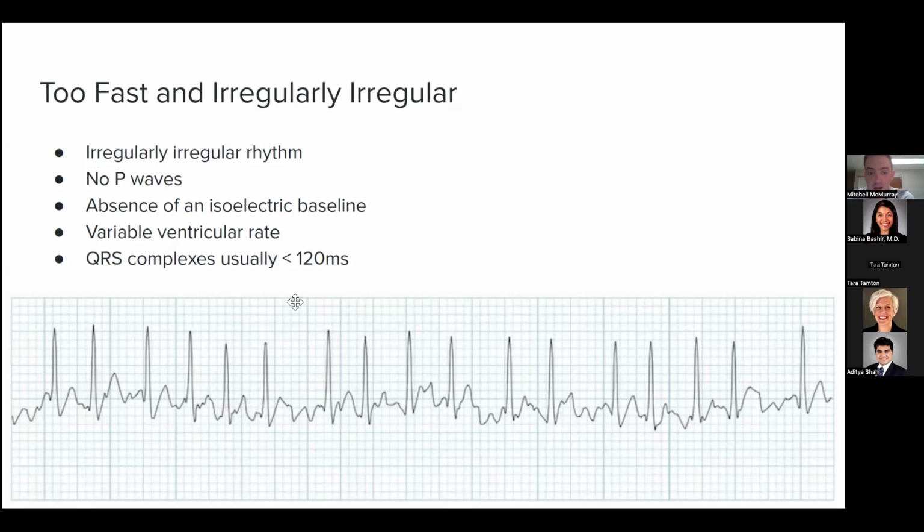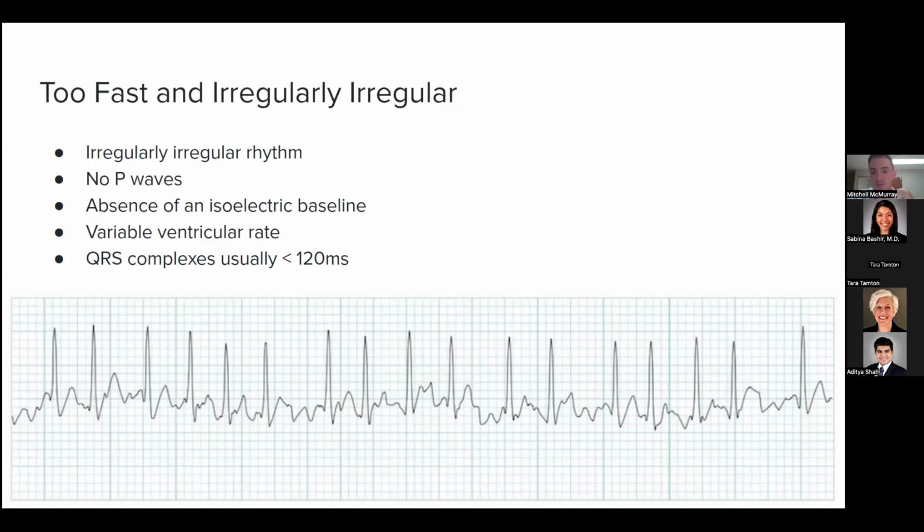AFib is the most common arrhythmia in the world. And many people are on rate control, whether it be metoprolol or diltiazem or some other calcium channel blocker. They're on Eliquis to prevent stroke, et cetera. The only time we really care about atrial fibrillation is if it's new for somebody and it's causing them distress, like horrible chest pain, shortness of breath, diaphoresis, et cetera. And that's when we consider cardioverting them.